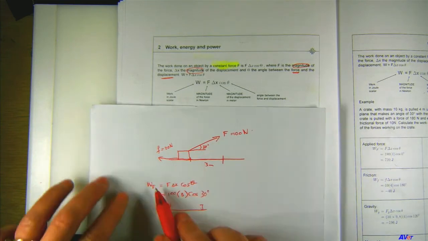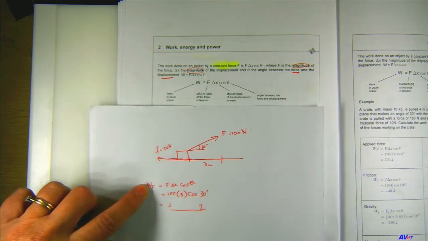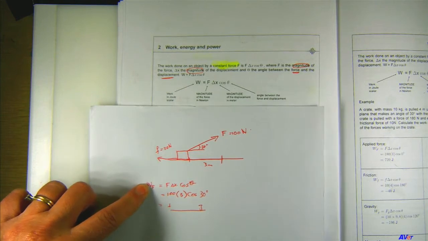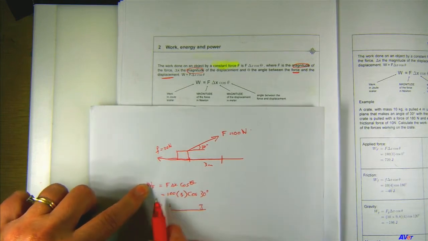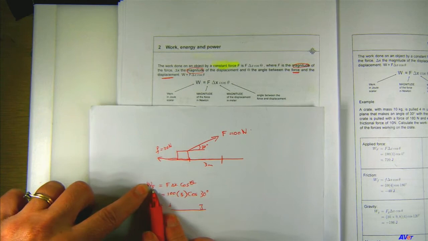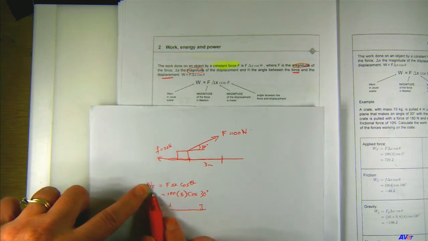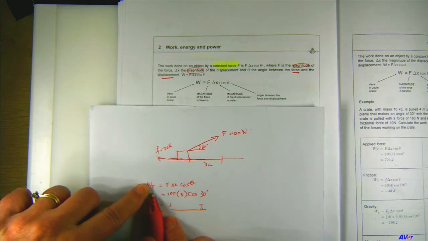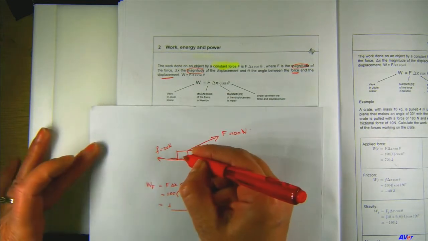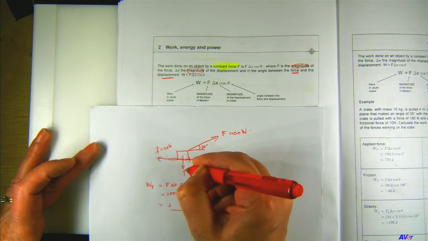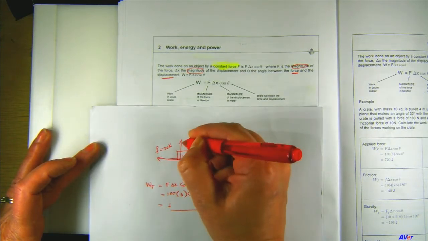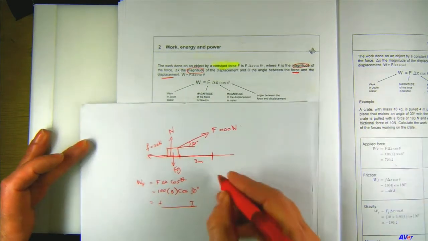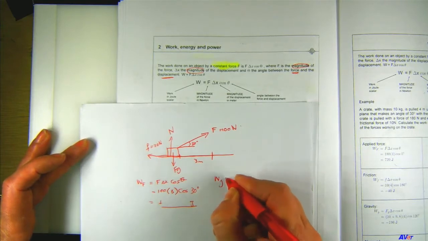So whenever they're asking work, go and check the work of which force. You have to know which force you're working with. It's not always the applied force. It can be the frictional force. It can be the normal force. It can be the gravitational force. So if you look at this one, gravity is working down and the normal force is working up. What is the work done by gravity?